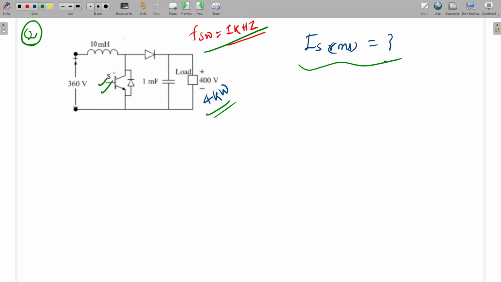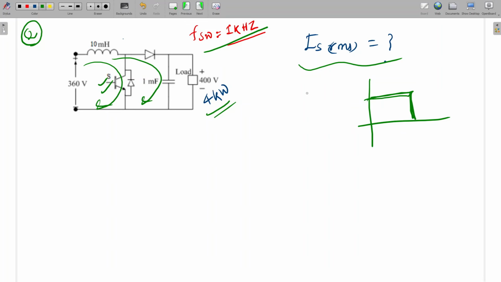So how can we calculate? First we should know the ripple. If it is ripple free, what will be the switch current? When this switch is on, this will conduct like this, and when the switch is off, this will conduct like this. If it is a constant current, then it will be a pulse like this.